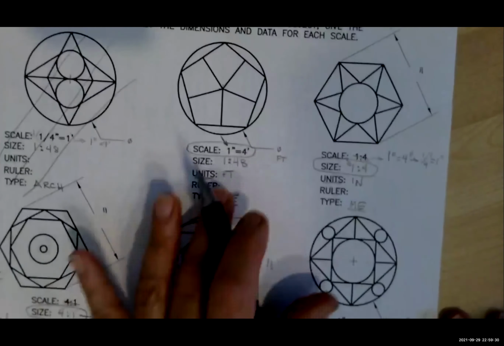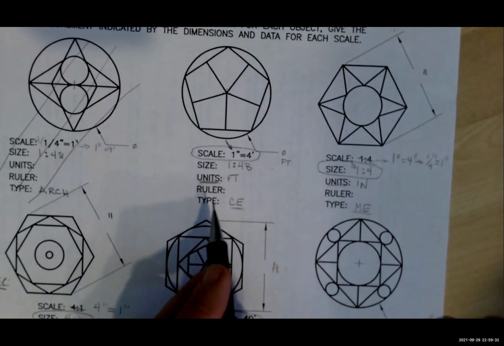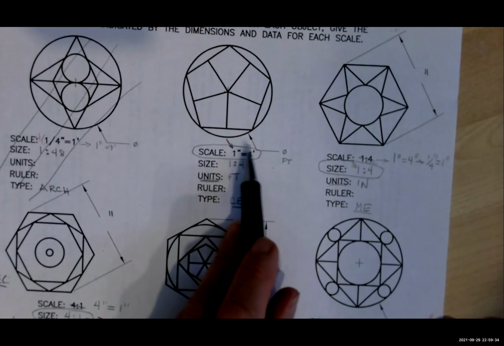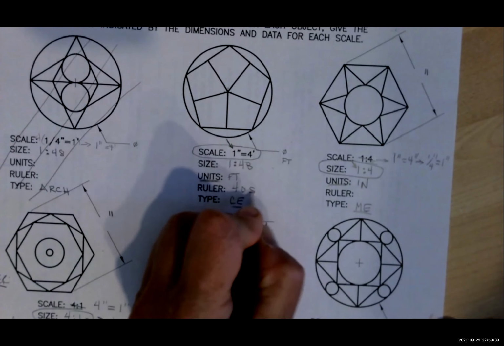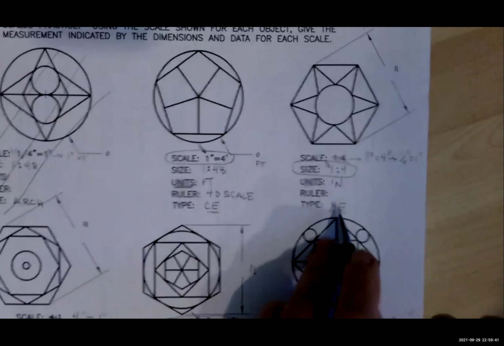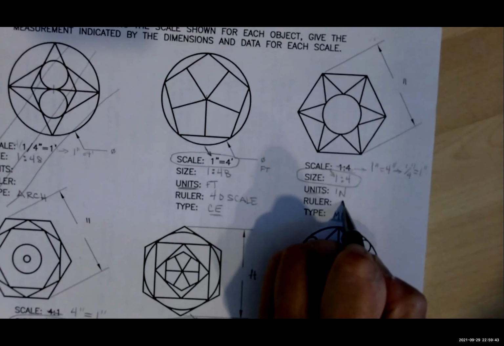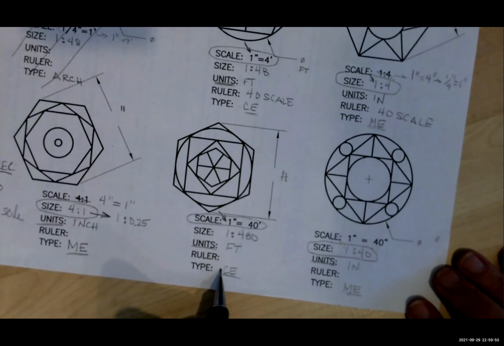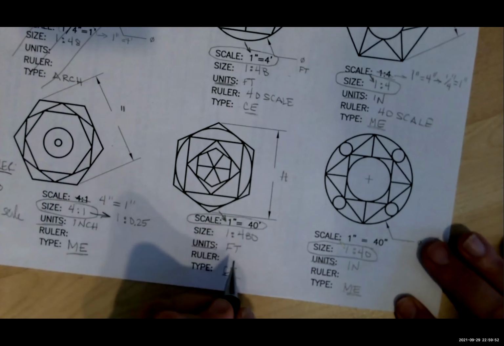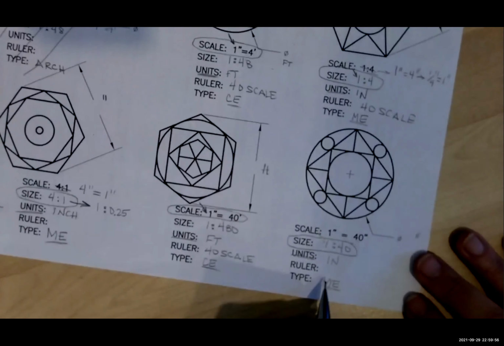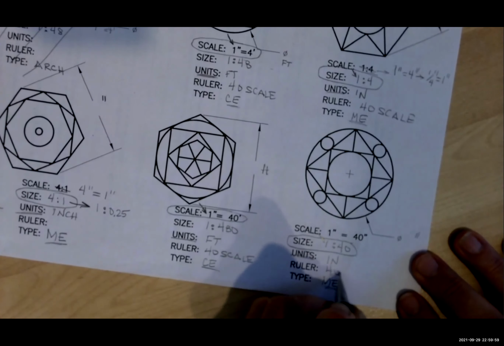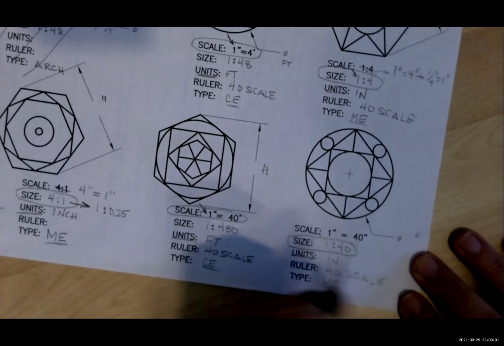So now let's do these first. Jorge, what ruler would I use to measure this? The 40? Yep, the 40 scale. How about this one? Same thing. 40 scale. Skip that one. How about this one? Same thing. 40 scale. And the last one? 40 scale. Look at that. They're all the 40 scale.